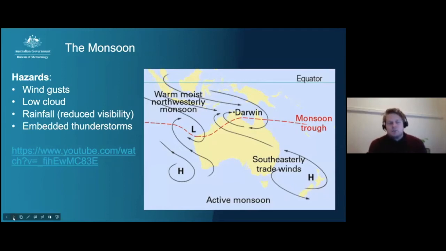So you get the hazards in the monsoon. You can get quite strong wind gusts, a lot of low cloud and rainfall, which also contributes to reduced visibility. And you have a lot of what we call embedded thunderstorms. They're thunderstorms that are hard to detect because they are within a massive cloud. So from the ground or the air, you may not be able to see the thunderstorms. You'll be able to see the lightning, obviously. You might be able to hear it, but it's not as obvious as your run-of-the-mill pulse thunderstorm that has that distinctive cumulonimbus shape in the anvil.